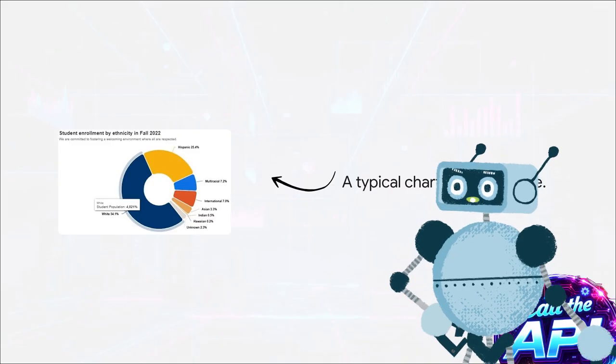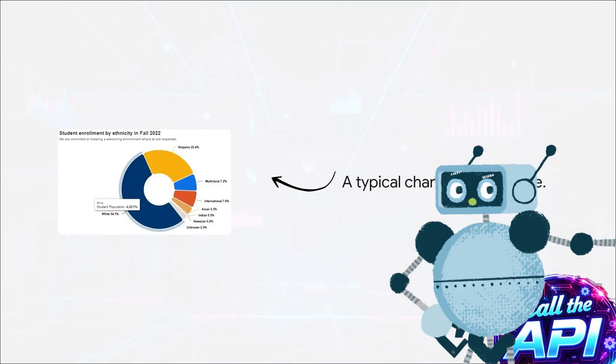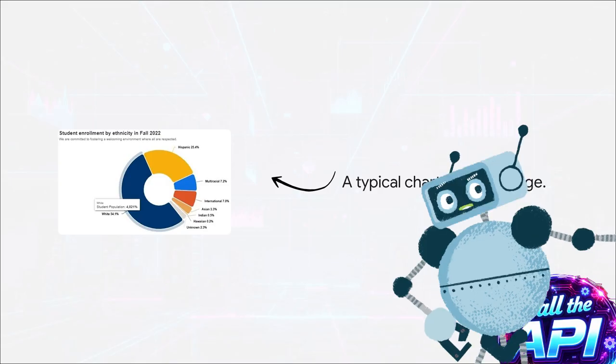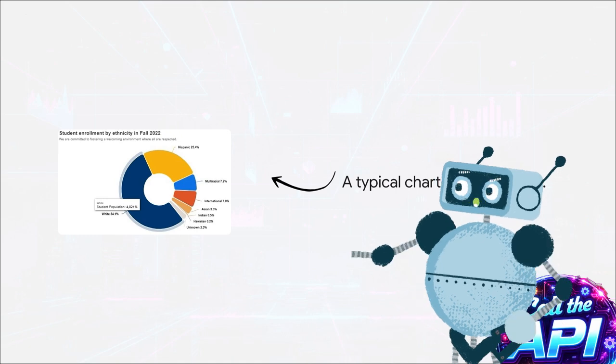I mean, take a look at this. It's a classic donut chart, this one showing student enrollment by ethnicity. It looks clean, you get the basic idea at a glance. We've all seen a million charts just like it. Seems totally fine, doesn't it?